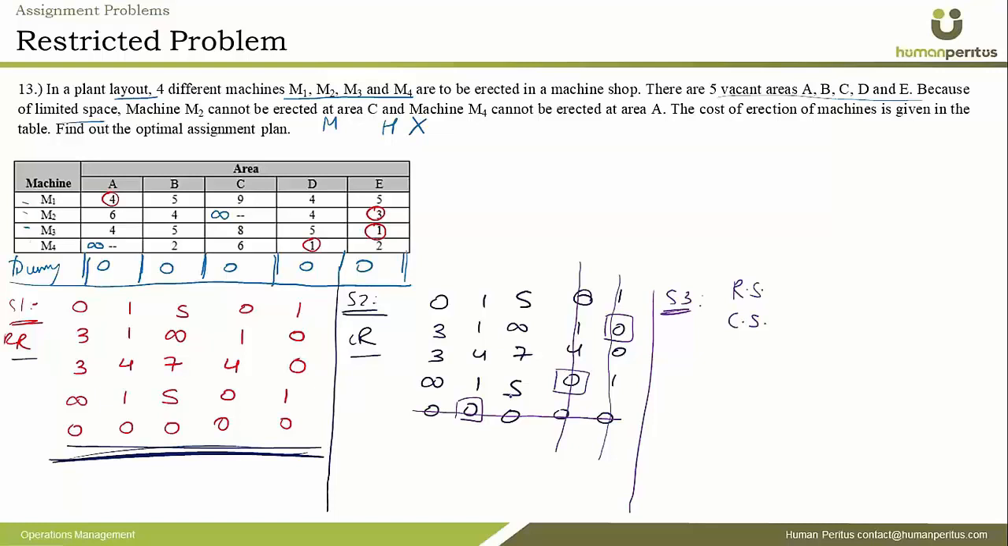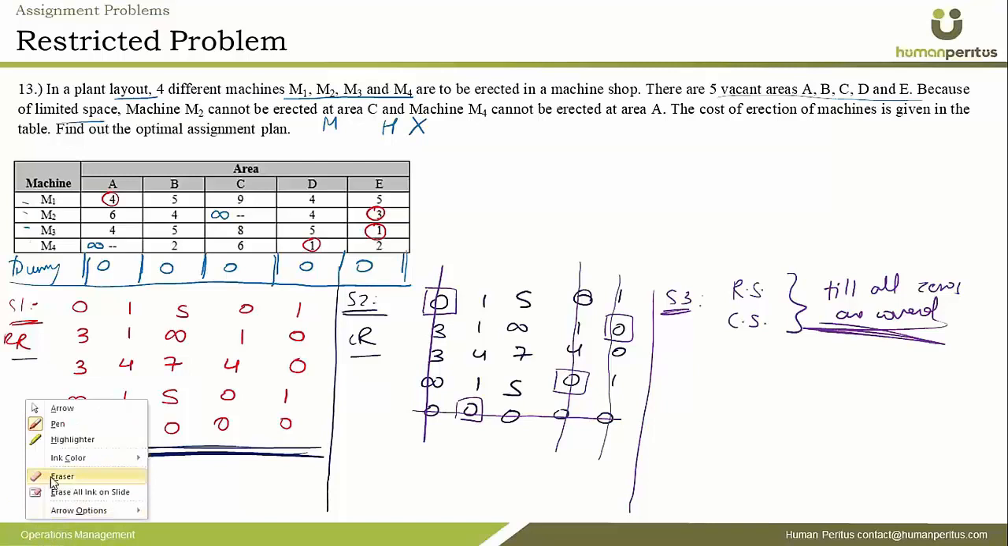But now there is one more variation in this question. As you can see, 1 zero has remained, which has not been covered. What will we do? We will again do row scanning and column scanning, till all zeros are covered. So for this row, this zero has remained. I can assign this zero and I can cross the corresponding column. Okay, now step 3 has been completed.